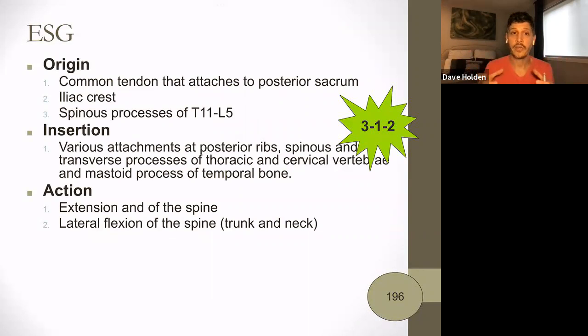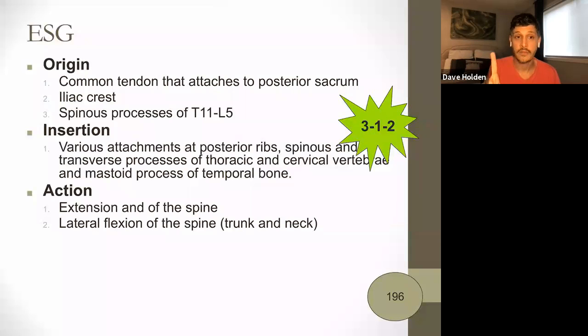Together as a group, their origin is the common tendon that attaches to the posterior sacrum, the iliac crest, and spinous processes, all the way up the spinous processes, T11 through L5. Do not even think about trying to remember all of their insertions because they literally connect to like every rib, transverse process, cervical vertebrae, mastoid process. They insert a lot of places.